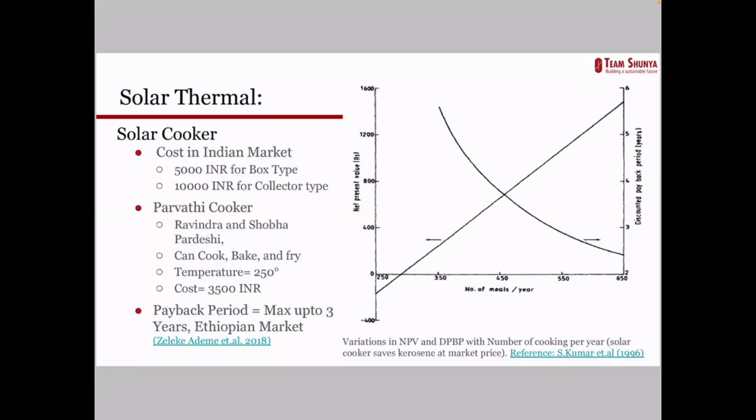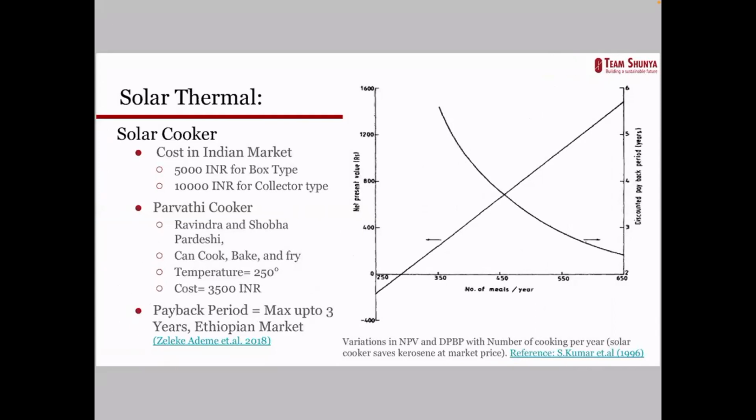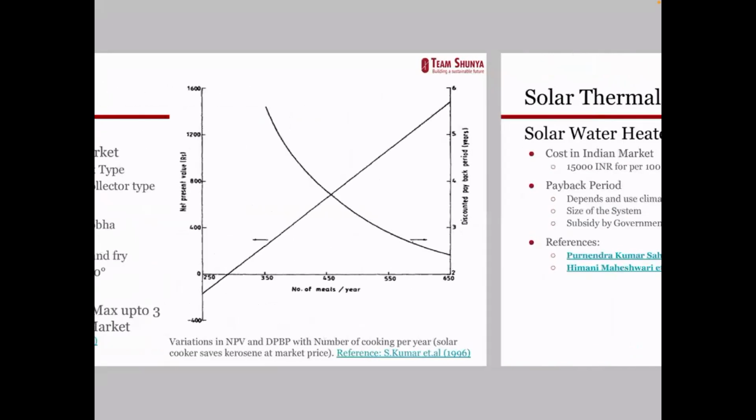Like this particular Parvati cooker which is mentioned here, that was developed by a couple in Pune, who do not have an engineering background, but from household material they created their solar cooker, and that can create temperatures up to 250 degrees Celsius, and that too at lower cost. So these kinds of devices are available, in the Indian market as well as the international market.